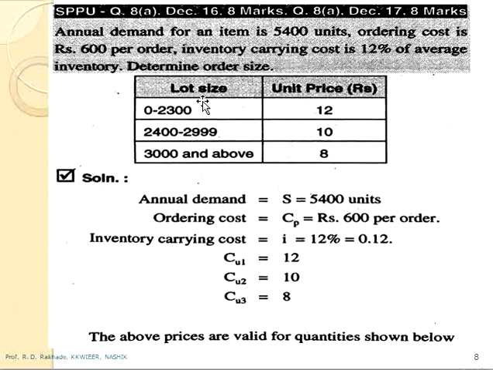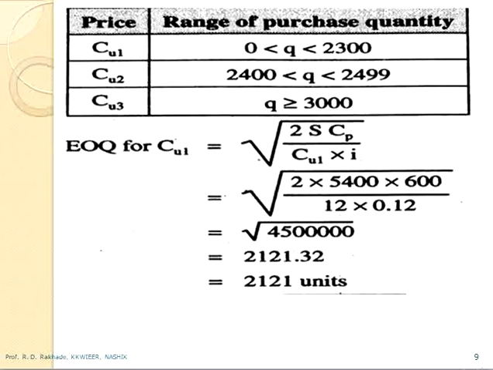Then we give 3 cases. If lot size 0 to 2300, unit price is 12. If lot size 2400 to 2999, unit price is 10 rupees. More than or above 3000, unit price will change to 8. So in this question we have 3 different cases when unit price is 12 or 10 or 8 according to lot size. So the above prices are valid for quantity shown below, that is price according to lot size.